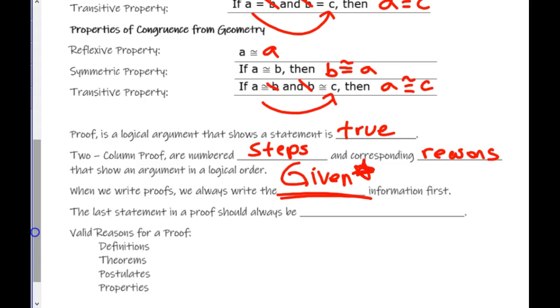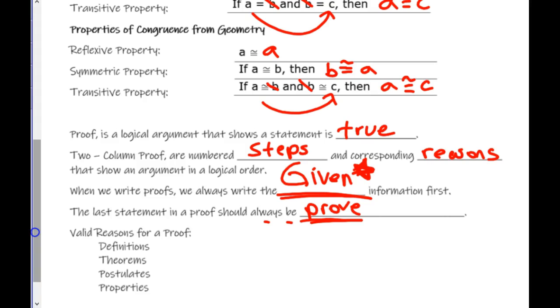Given is always first. You're going to be given information, and that given information is always the first step. Okay, they give you your first step. Write this down. And then what do you end with? It'll tell you what's given, and it'll tell you to prove something. So the last statement is what you're trying to prove. This is grammatically not right, but again, the last step is always what you're trying to prove.